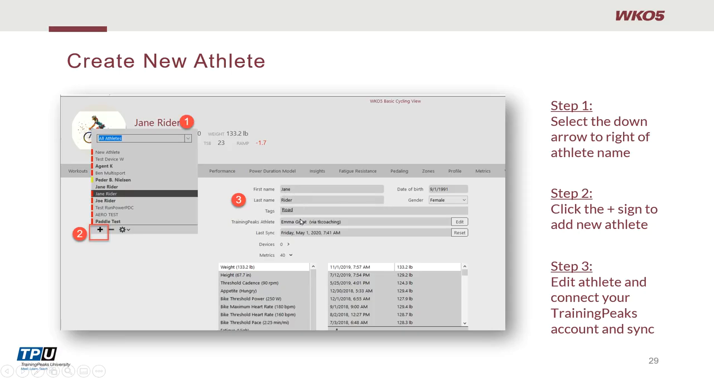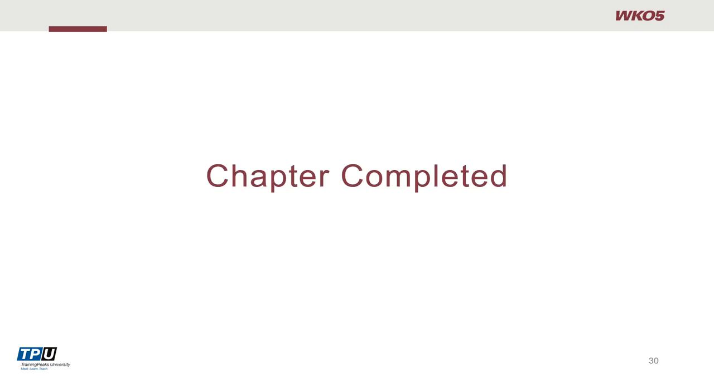You can either manually enter their information, or you could just click the edit button and associate that Training Peaks athlete with this account, and it will automatically bring up all the information such as name, weight, image, all that will be carried over. That completes Chapter 2.